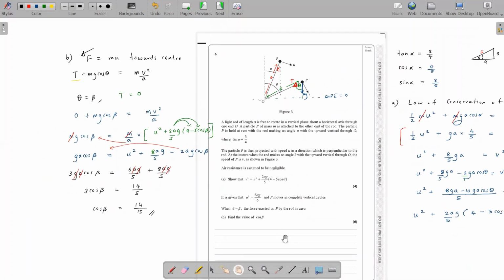Okay, so this is all you have to do for 6 marks. You need to realize that when the force exerted is 0, it means the tension is equal to 0 at the general point. At theta equal beta, you make the tension 0 and you get the answer. Okay, is this clear?